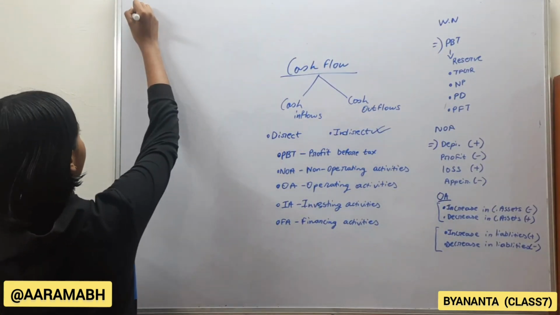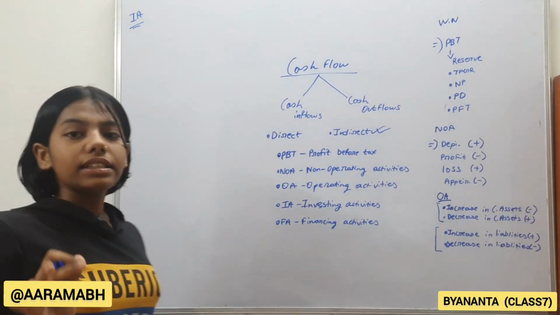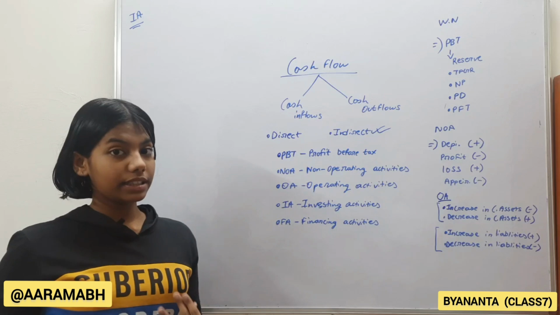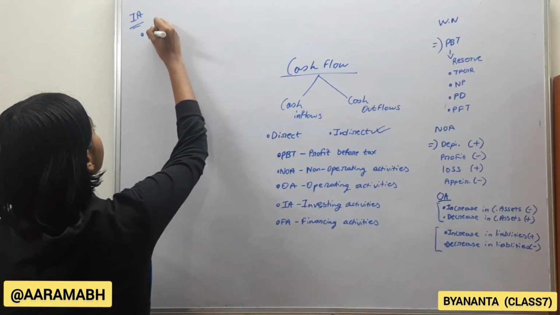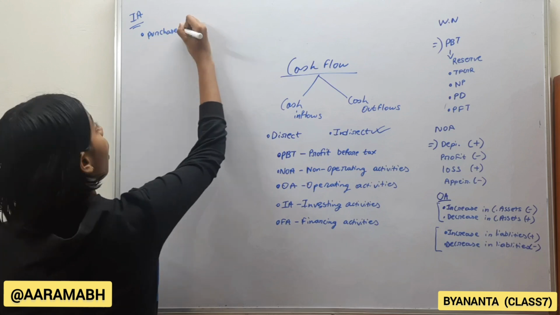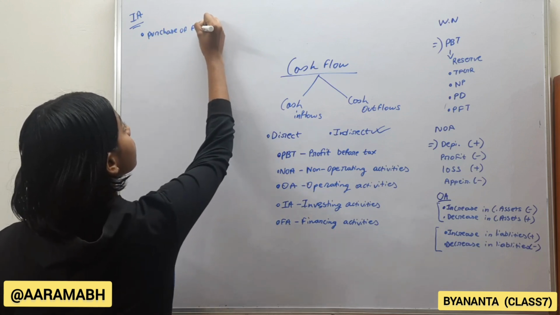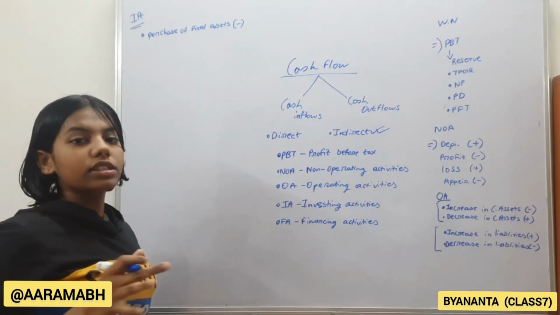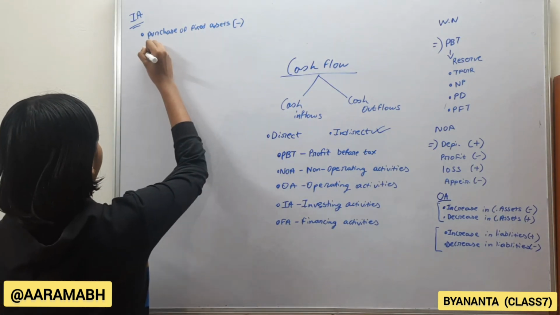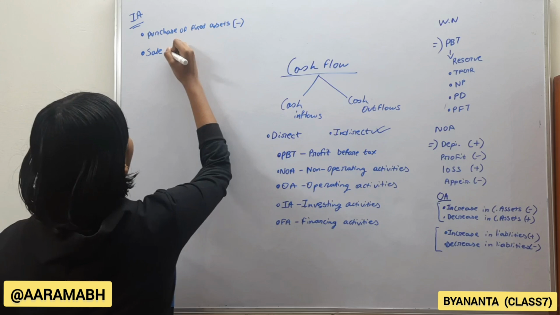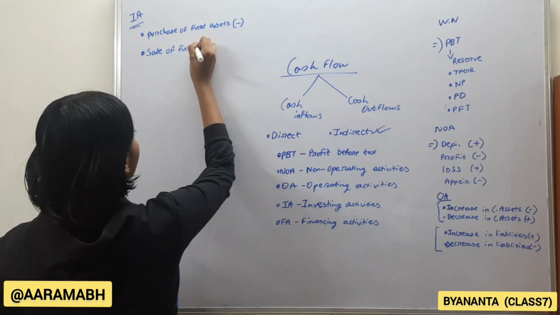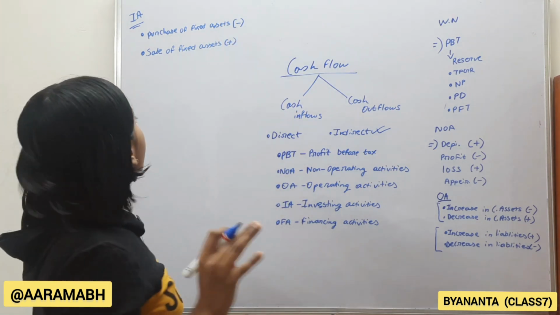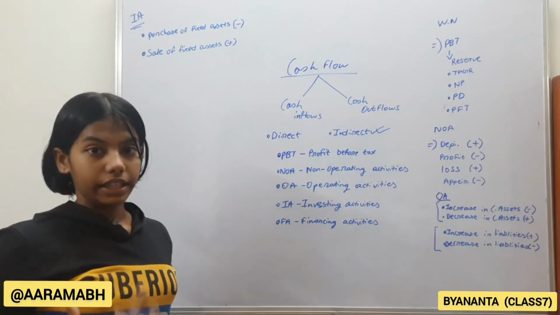And now we'll start with IA. As I told you, IA deals with stuff related to fixed assets and our investments. So whenever there's a purchase of fixed assets, the amount is less because our cash is being spent. And whenever there's a sale of fixed assets, we add them because we are gaining money.